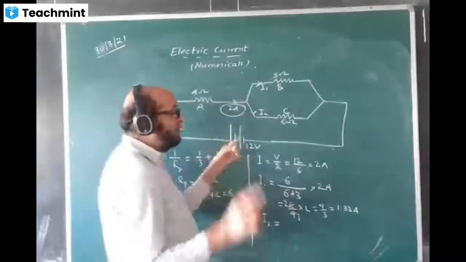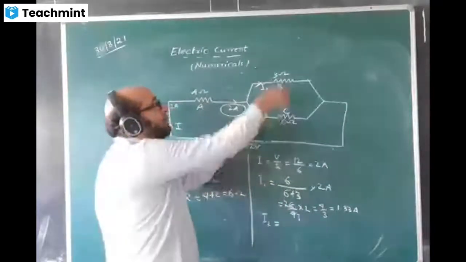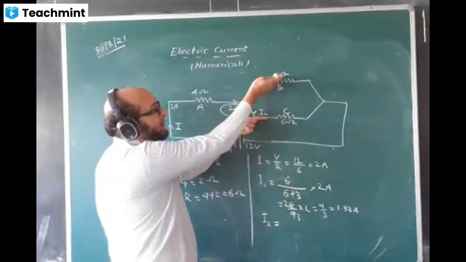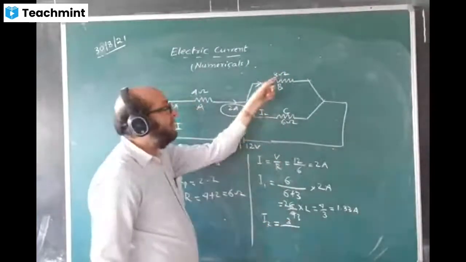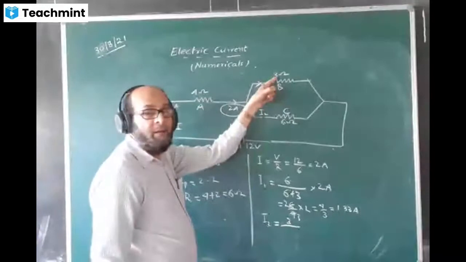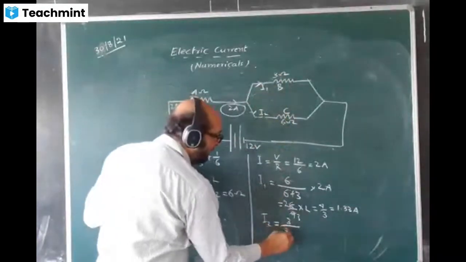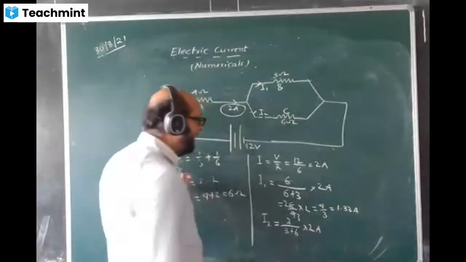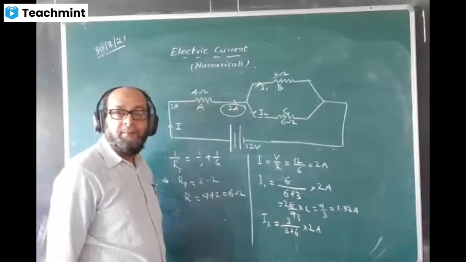Similarly, to find I2, first you learn the method, then I'll give you the logic. To find I2, we start from the other side, the opposite side. What is the value here? 3. And over here, 3 plus 6, the sum of these two, into 2. The 2 ampere is the total current which you want to divide. In this proportion we are dividing.